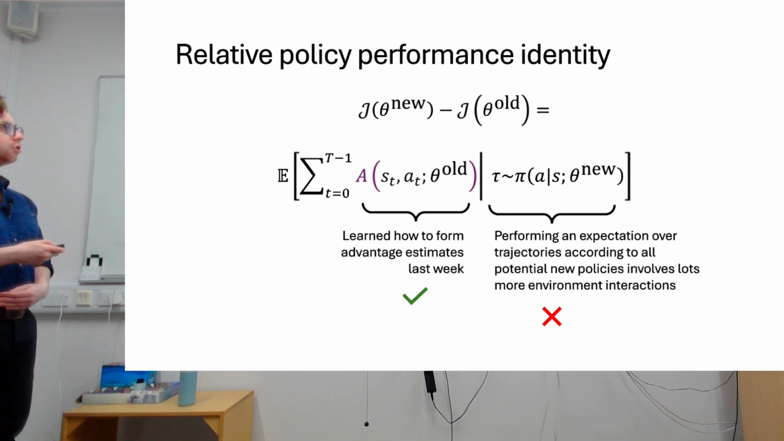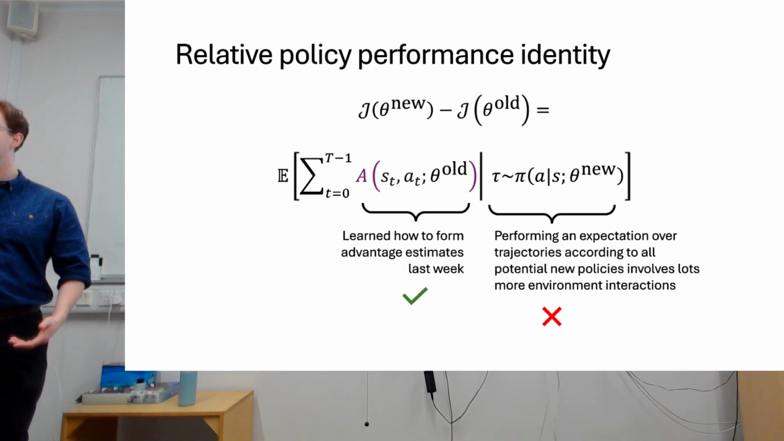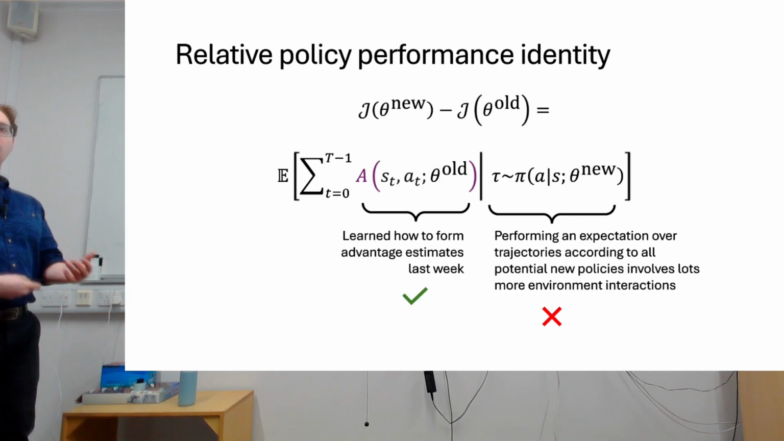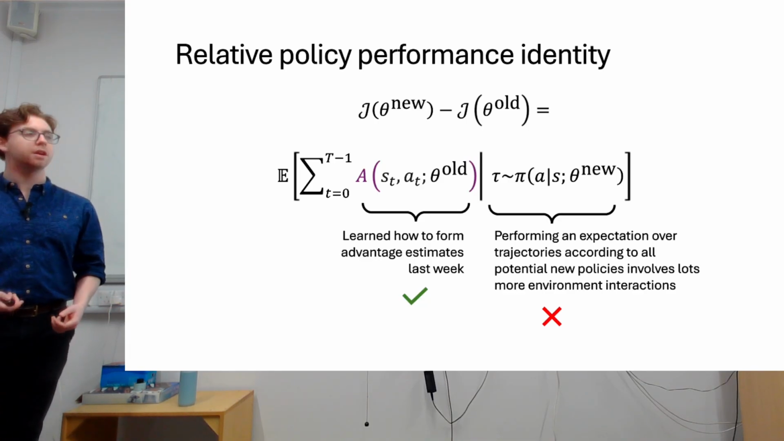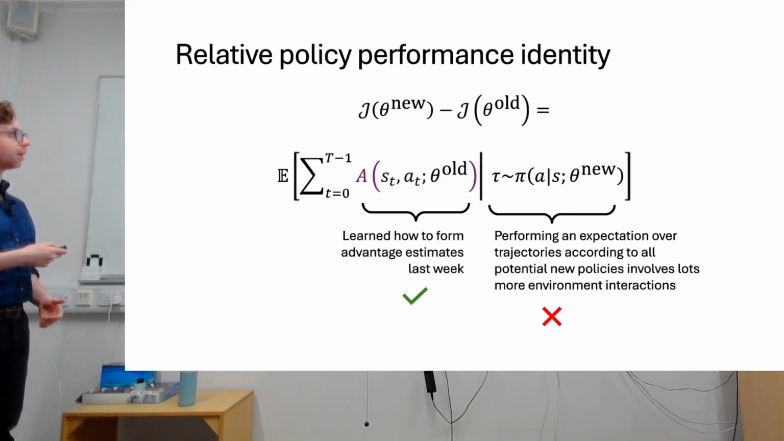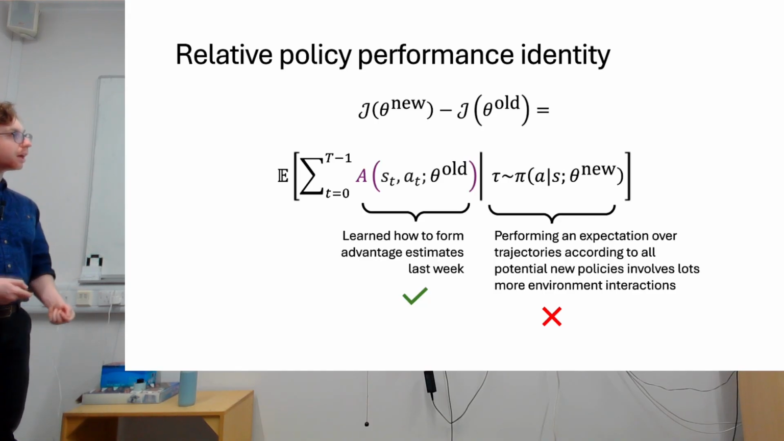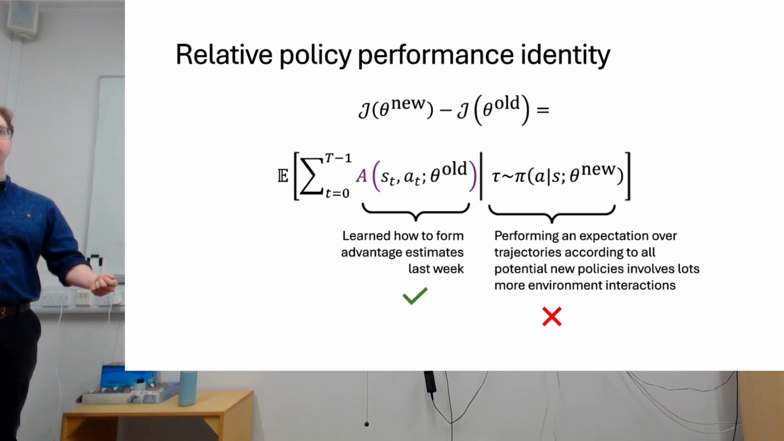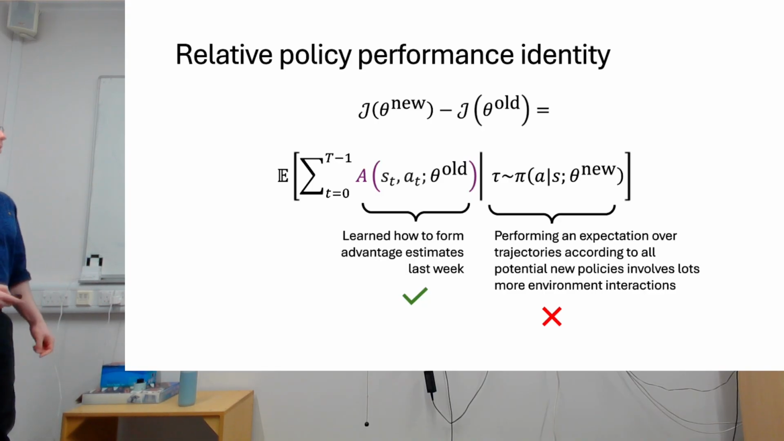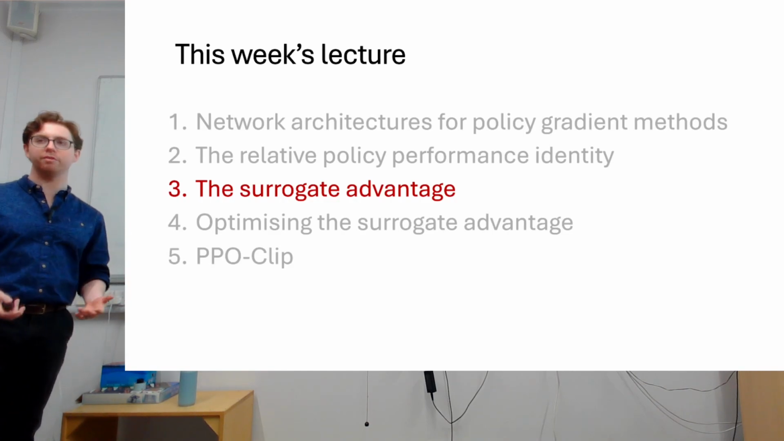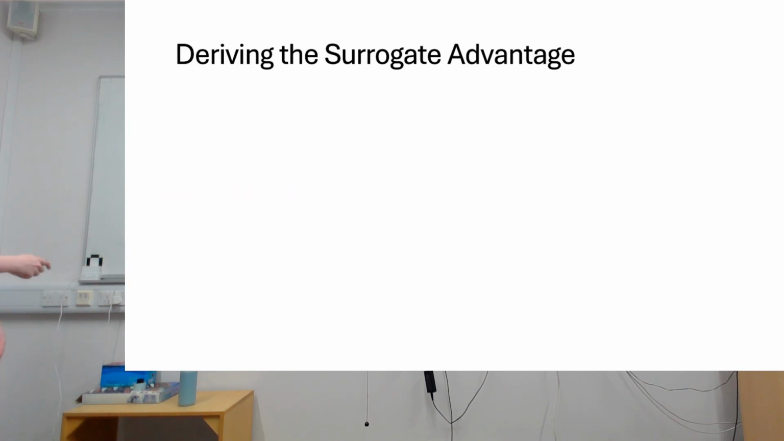If I don't know what this new parameter I'm trying to get is, then there's no way for me to sample trajectories according to it. And if I can't sample trajectories according to it, I can't evaluate how much better it is. And so the whole endeavor is kind of doomed, right? So the good thing is we have advantages and we know how to deal with them. And there are advantages according to the old policy. So we know how to form those kinds of advantages. The downside is we need trajectories according to a new policy, and we can't generate these, right? And this is going to lead us to develop the surrogate advantage as a way of dealing with this problem.